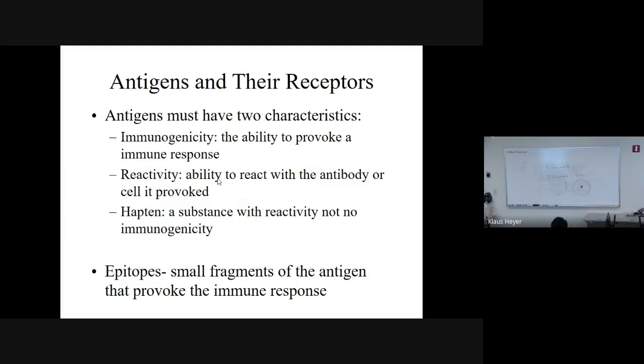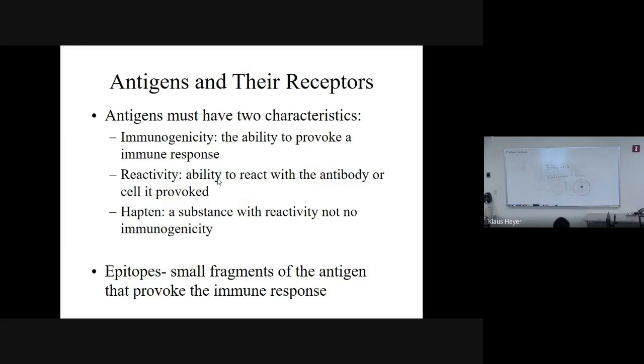But antigens have to provoke the immune response. Some antigens don't do it. That's immunogenicity. Sometimes an antigen won't be sufficient to get your immune system all jacked up and ready to go. And then it has to react. So the pathogen has to be able to react with the antibody, or the T cell.